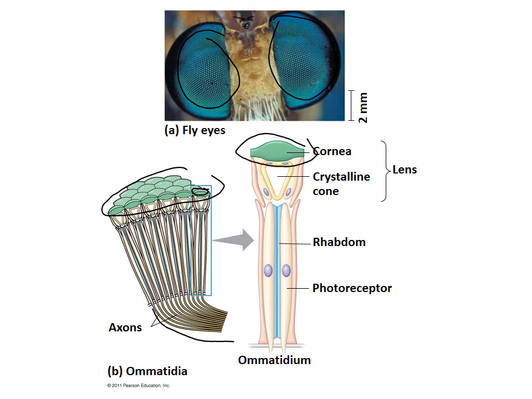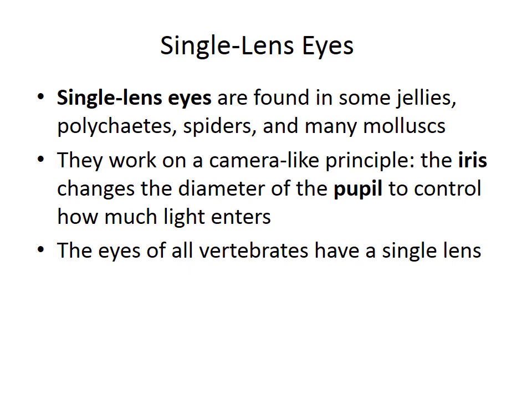And there's actually a lens underneath it, which is a crystalline cone. And then there's a photoreceptor cell here and a rhabdom here, which will take the message to the fly's brain, which is so cool. And that's how our eyes are based on that.